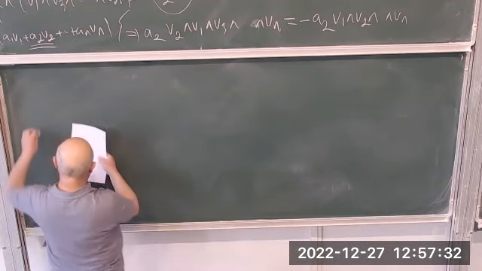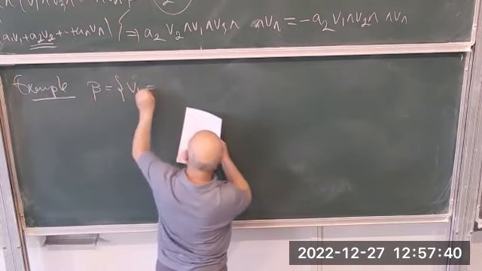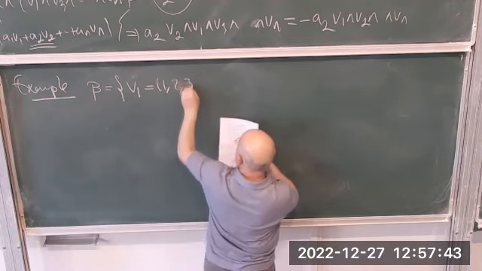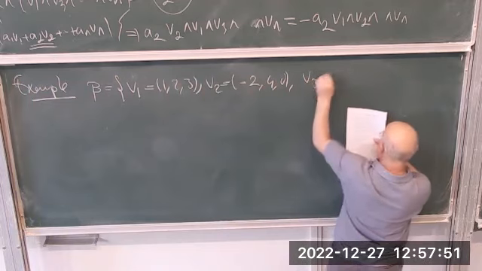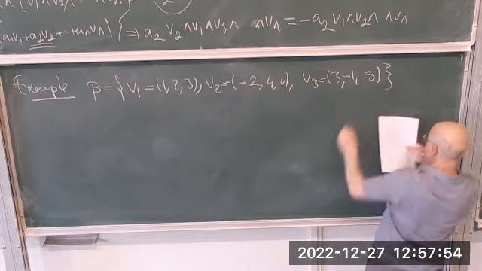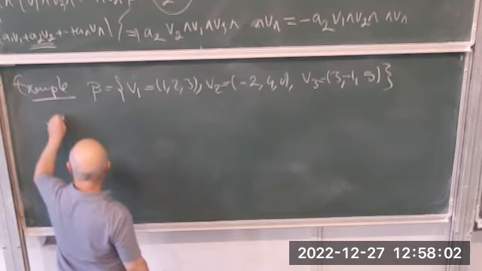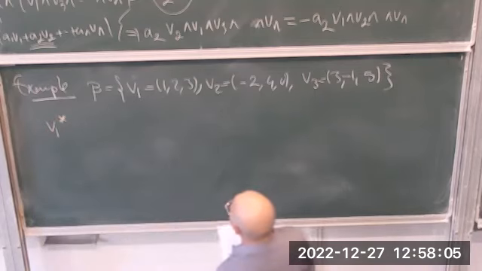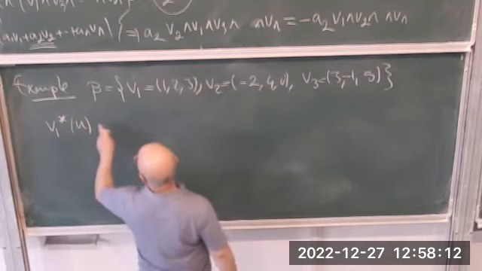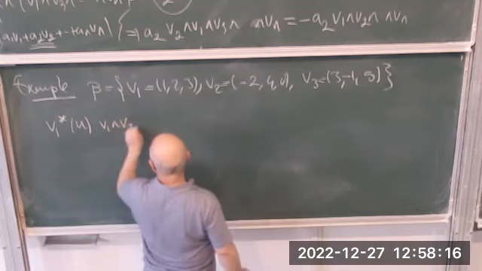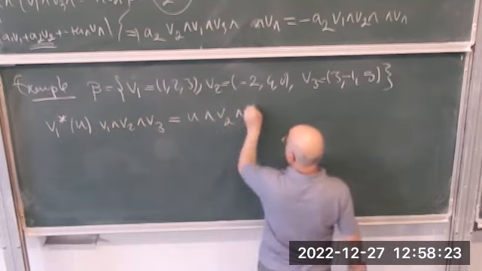Our problem was this. So example. So we are given a basis V1 is 1, 2, 3, V2 is minus 2, 4, 0, and V3 is 3, minus 1, 5. Okay, now what is V1 star? V1 star will be what? V1 star on U, it should be what? V1, V2, V3 should be just U which V2, V3.